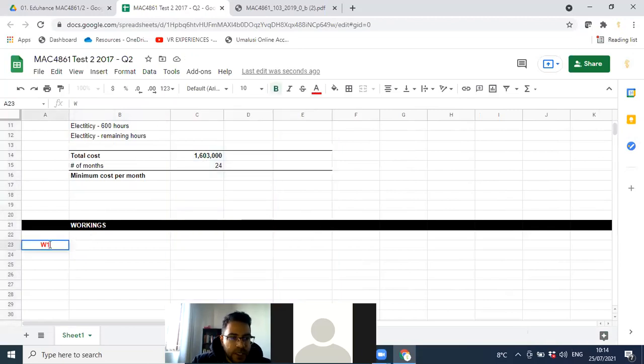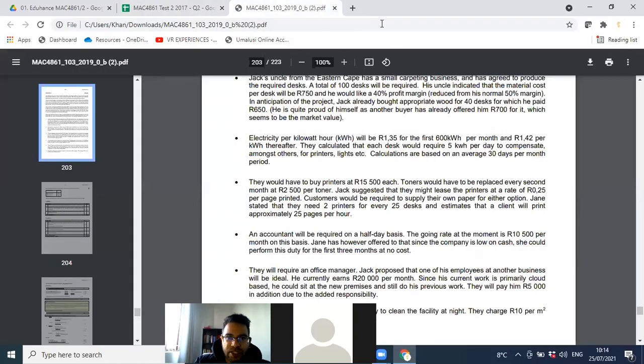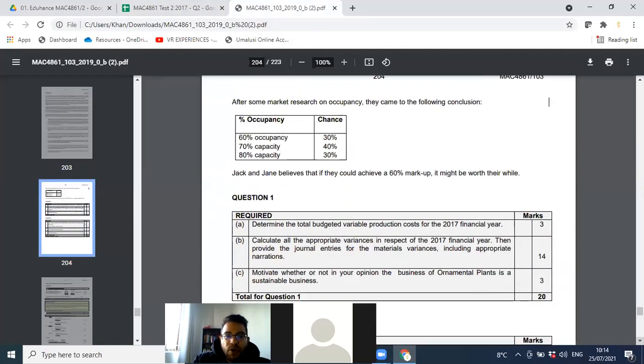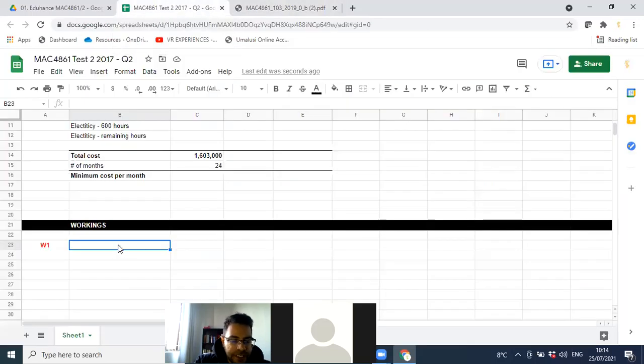So in working one, we're going to have to work out first the occupancy. Let's first work out the occupancy. Remember, what did they give us right at the bottom? Why I want to work out the occupancy first is because you're going to need that in almost everything. So we're going to say occupancy and then chance, meaning probability, and then just basically weighting.